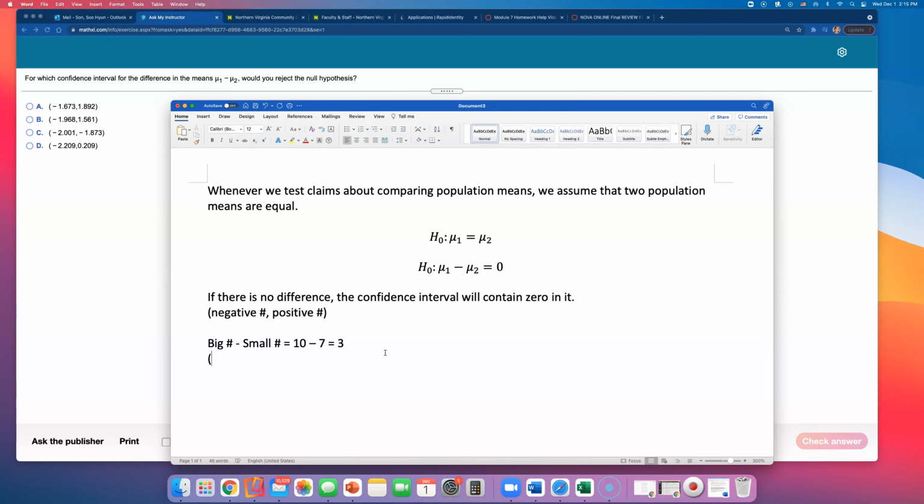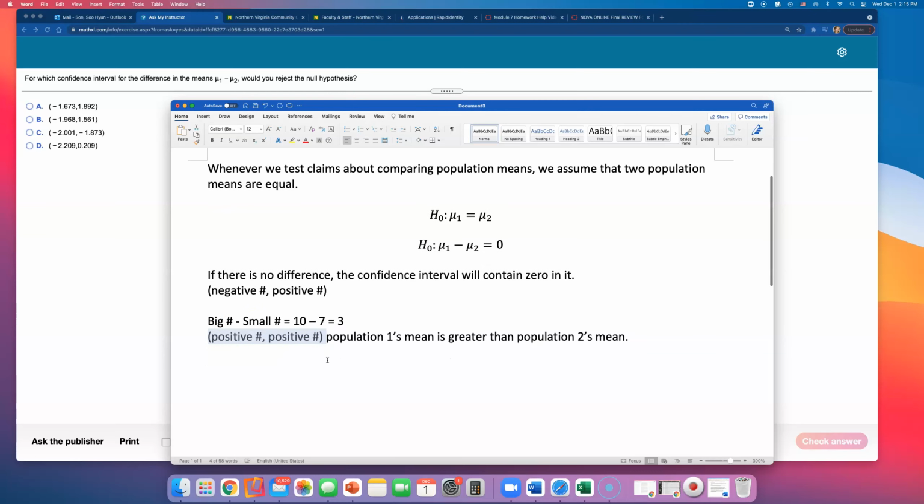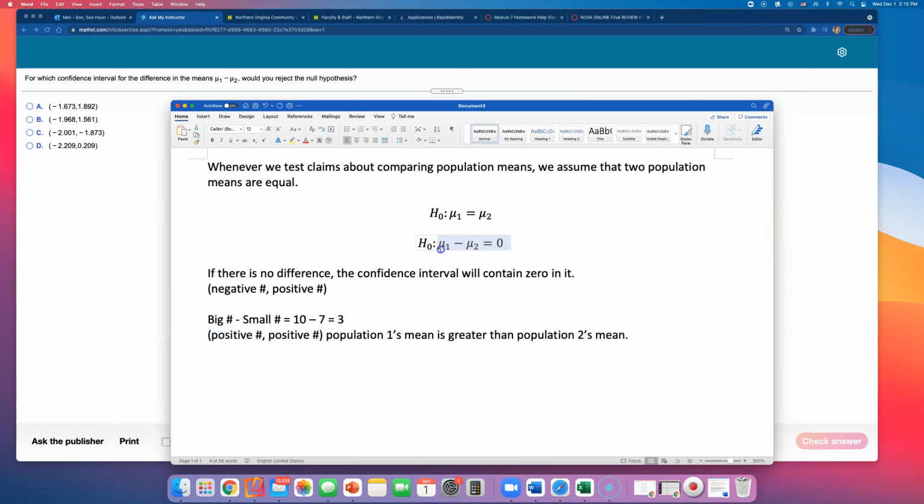So take a look at this for me. If you construct a confidence interval and the entire confidence interval is positive, the lower bound is positive and the upper bound is positive. Where's the number sign? What that tells us is that population 1's average or mean is greater than population 2's mean. That's how you get a positive difference from subtraction: a big number minus a small number. So if the entire confidence interval is completely positive, that tells us that mu1 is greater than mu2.